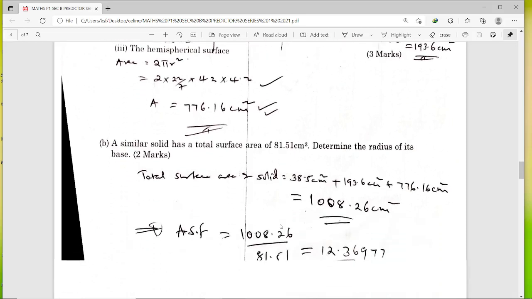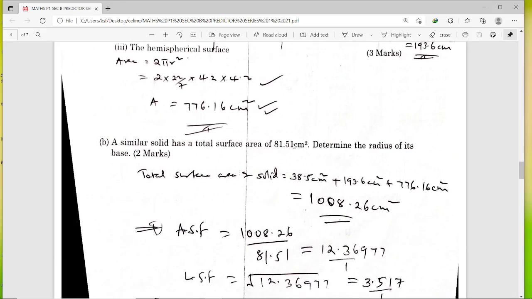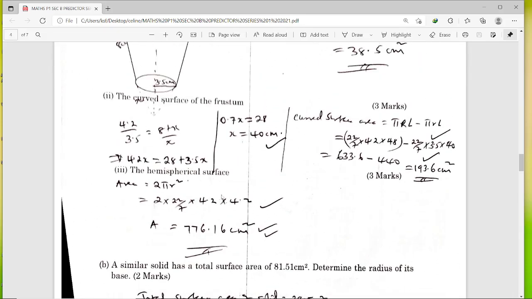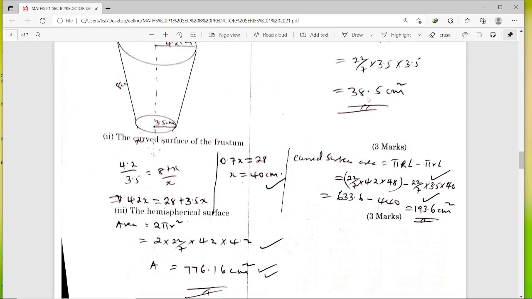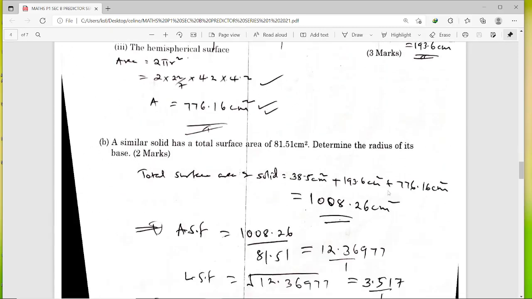And then we are told in part B that a similar solid has a total surface area of 81.51 centimeters squared. Determine the radius of its base. So we need to use what we call the total surface area of the solid that we have done, because it's a similar solid. The total surface area is the hemisphere area at the top, plus the frustum area, plus the base area. If you add all of them, it gives you 1008.26 centimeters squared.